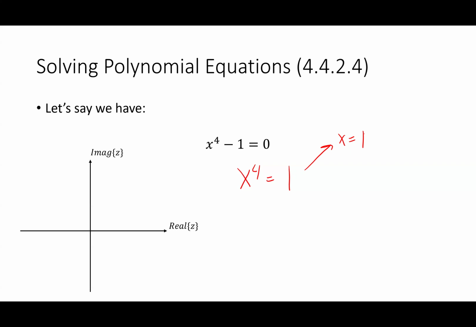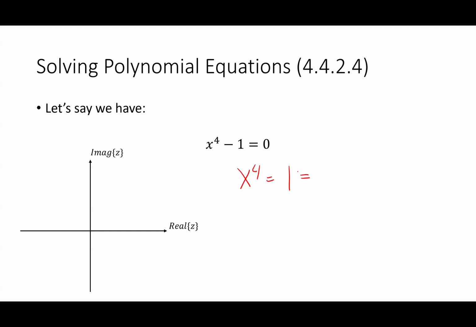Factor it how? I don't have plus 1 though; I got x to the fourth minus 1. So how else could I write this? You could say x to the fourth minus 1, or use identities. All sorts of ways you can start to think about it.